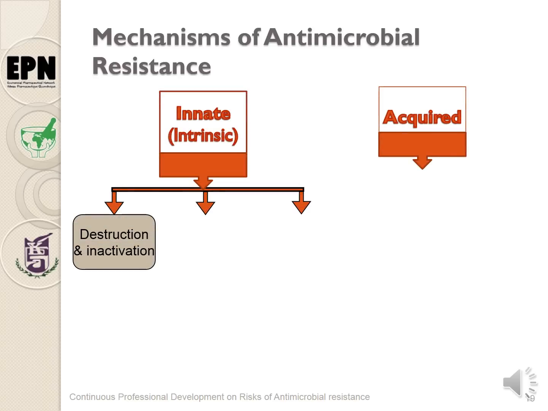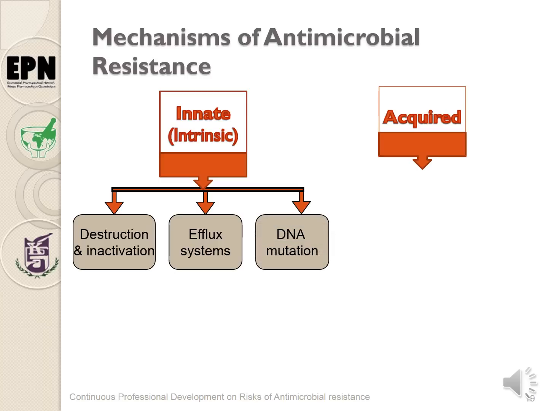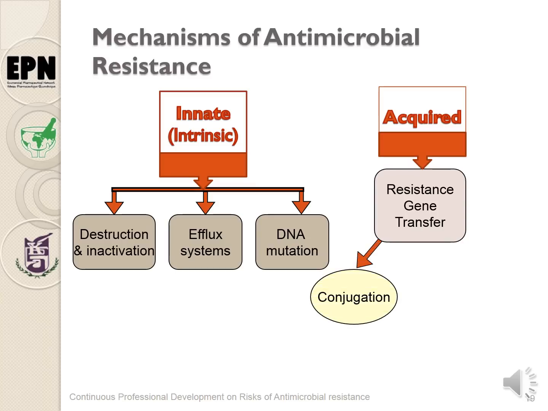In the intrinsic or innate mechanism for antimicrobial resistance, the microorganism can either destroy or inactivate the antimicrobial agents. The microorganisms can also have efflux systems that will effectively pump out any antimicrobial agent that gets into their systems, or the microbes can undergo DNA mutation and ideally evade any targets that the drug could be utilizing to kill the microorganisms. In acquired antimicrobial resistance, there's gene transfer from one cell or from one organism to the other. And this can happen through conjugation, transformation, or transduction.